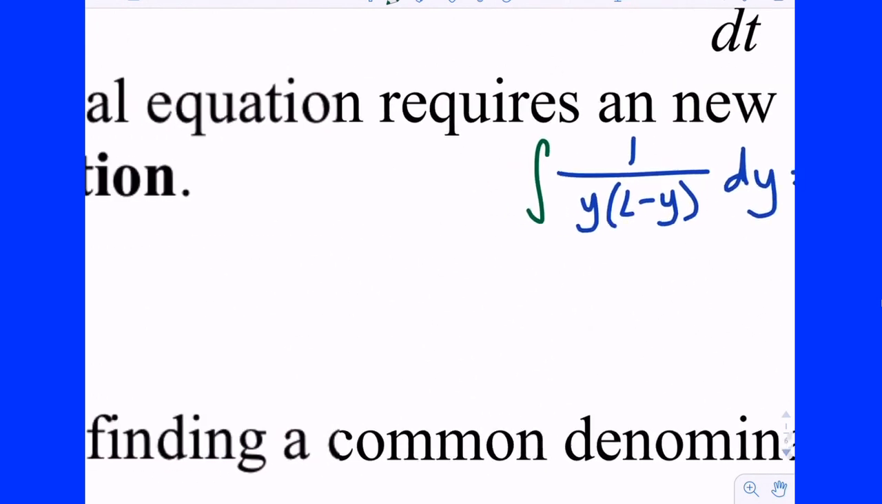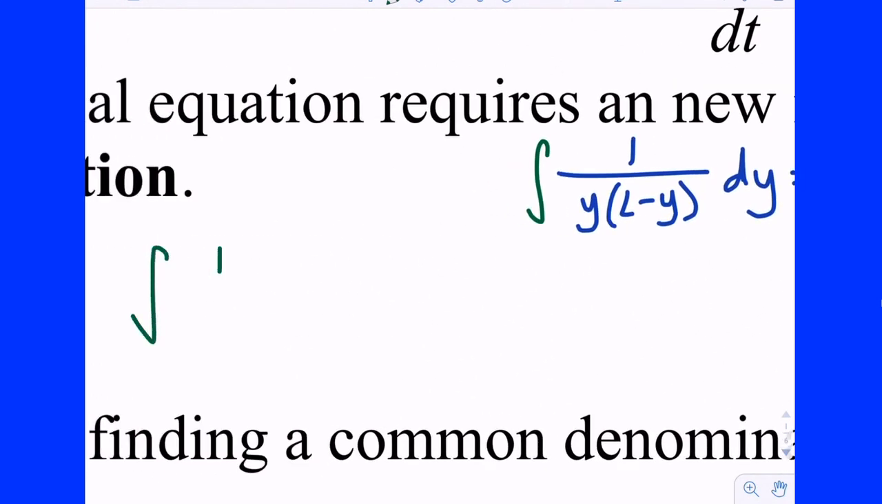Let's look at it from a different perspective. Let's say I ask you to find the antiderivative of 1 over x times 4 minus x with respect to x. Because that's essentially what we have. Is that something we know how to find the antiderivative of?